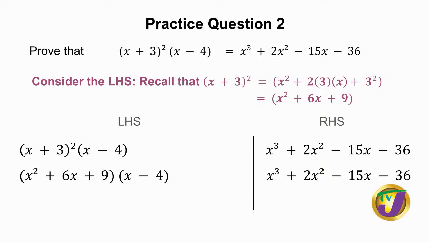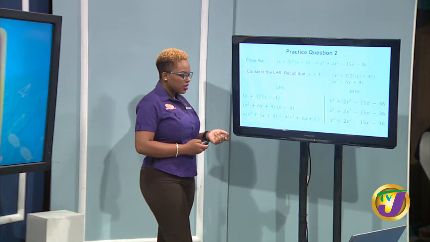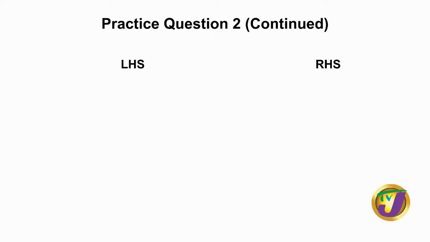In the second row, through the process of distribution, this time it doesn't matter, you can use the first or the second bracket to multiply. But we went ahead and used the second bracket, each of the terms in the second bracket, to multiply the first bracket, which in turn will multiply each of the terms in the second bracket.